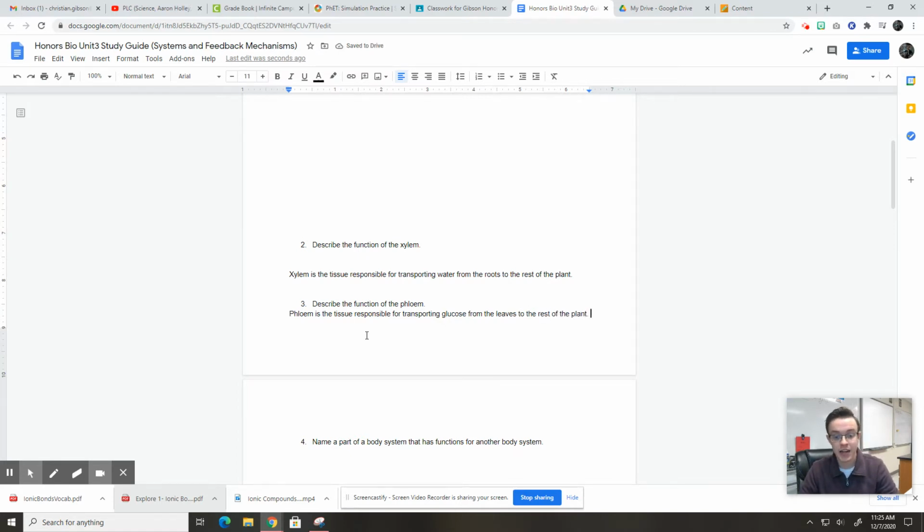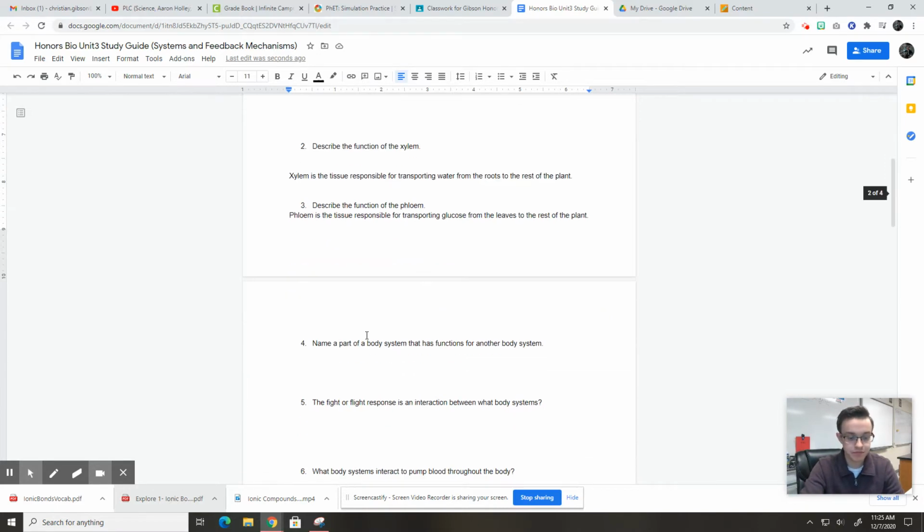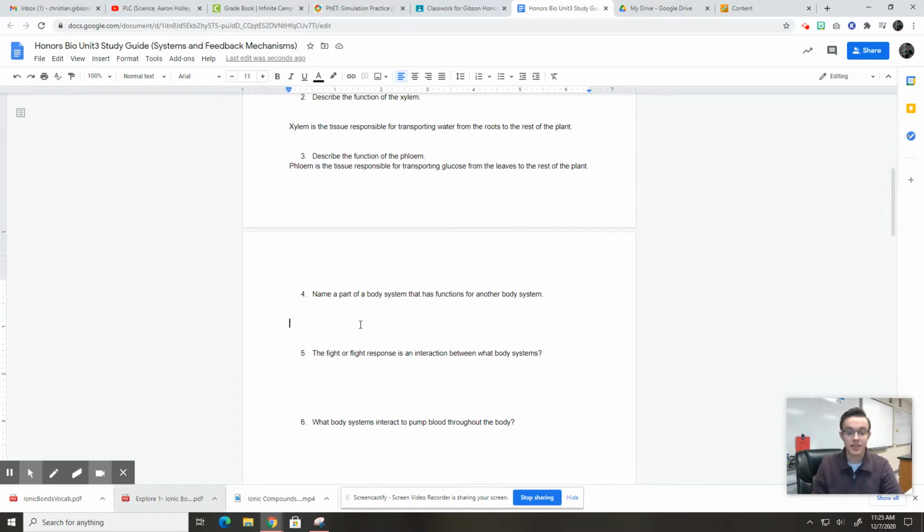Okay, so the xylem moves water up through the rest of the plant, phloem moves sugar down through the rest of the plant. Okay. Number 4, name of the part of the body system that has functions for another body system. So sometimes we can kind of get it in our heads that we're talking about an organ. We sometimes think, oh, that's only involved in that specific system. But really, we need to start thinking about how these body systems interact. How do they overlap? Because organs sometimes can fit into more than one.